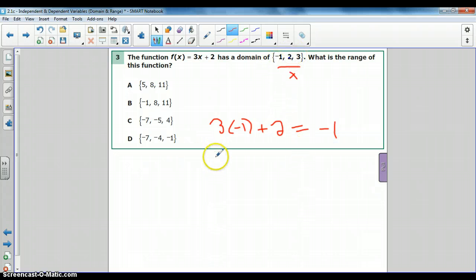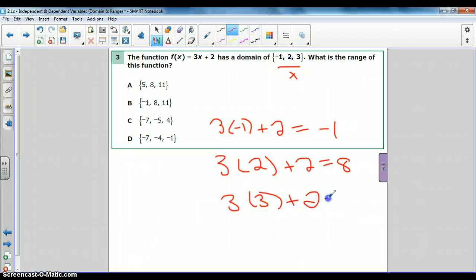Okay, let's do 2. 3 times 2 plus 2, 6 plus 2, 8. Okay, 3 times 3 plus 2. That's going to give me 11. Okay, so this would be my answer. So all you have to do is take your x's or your domain and put them in and you'll get your range or your y number.